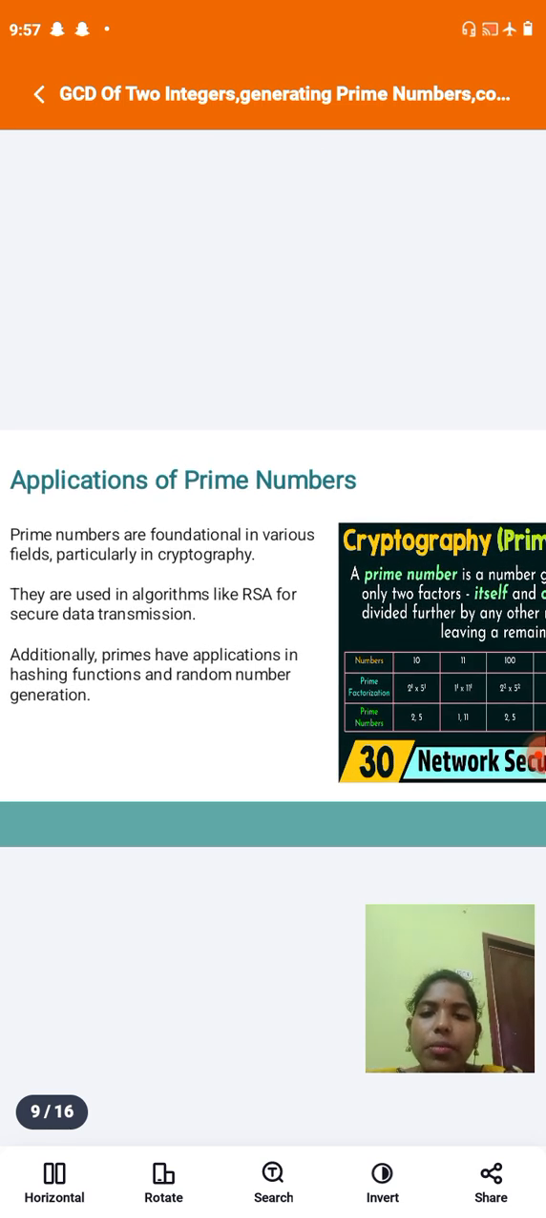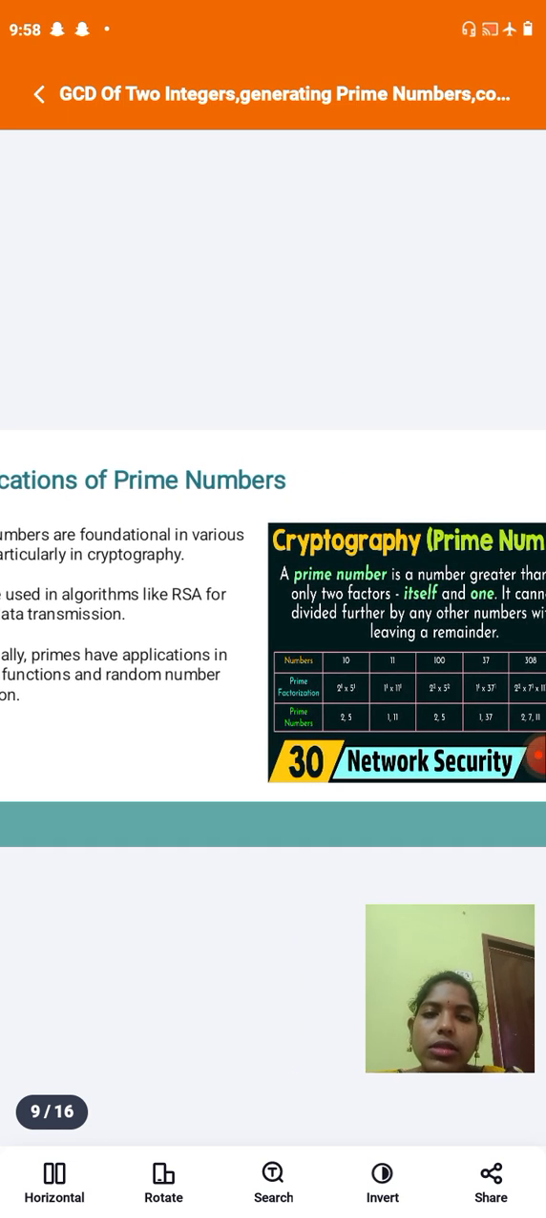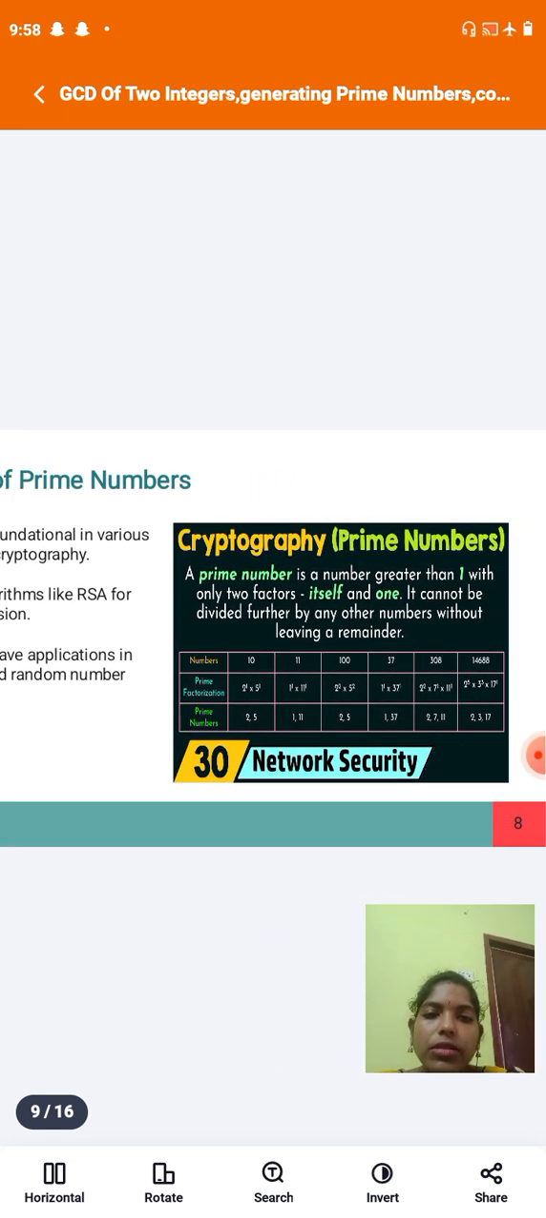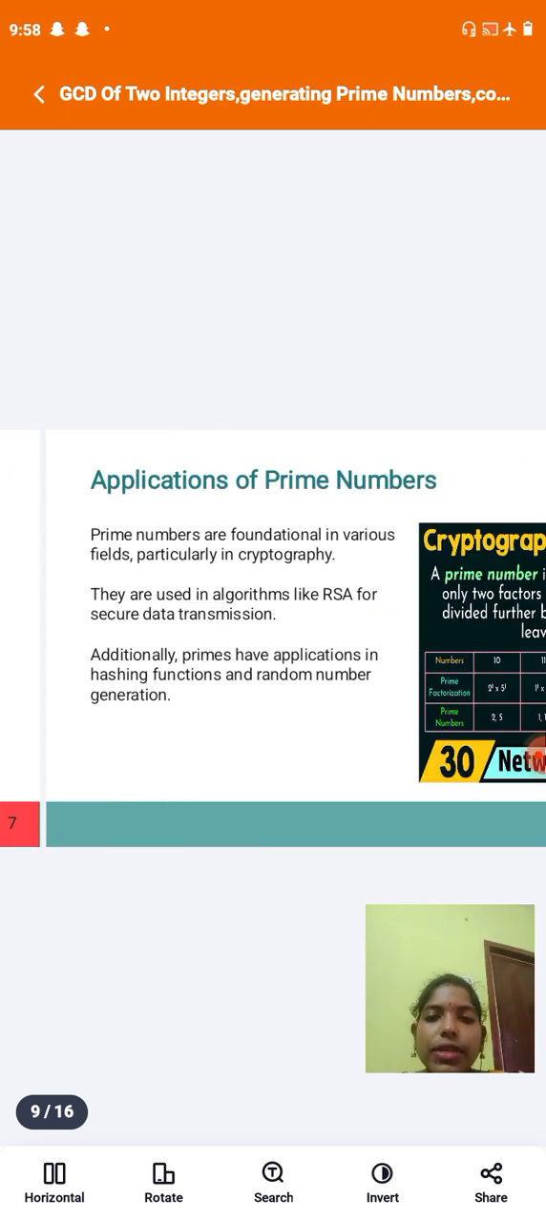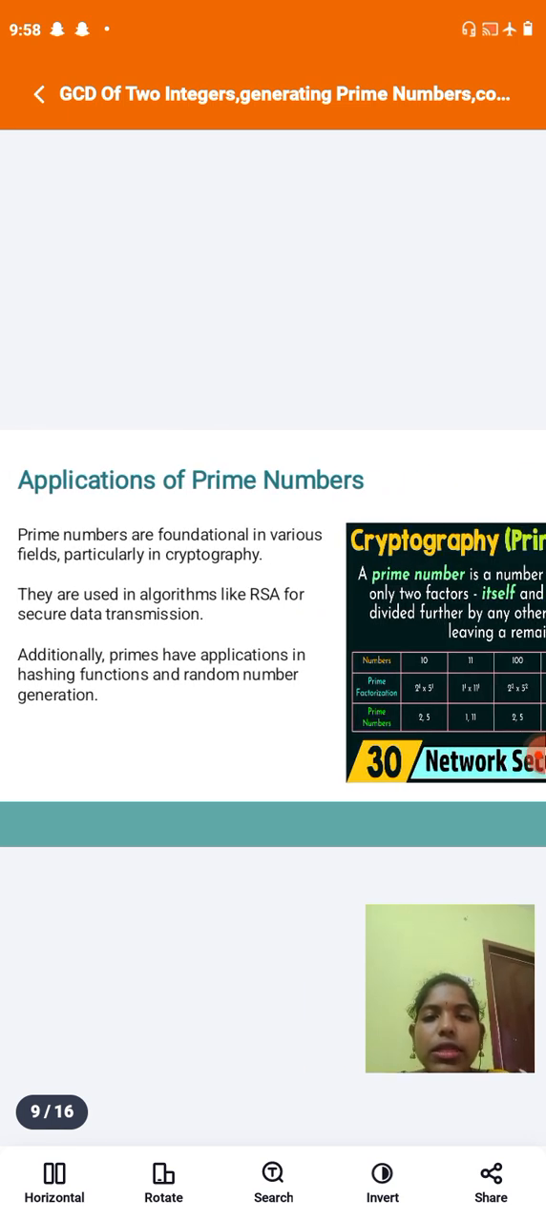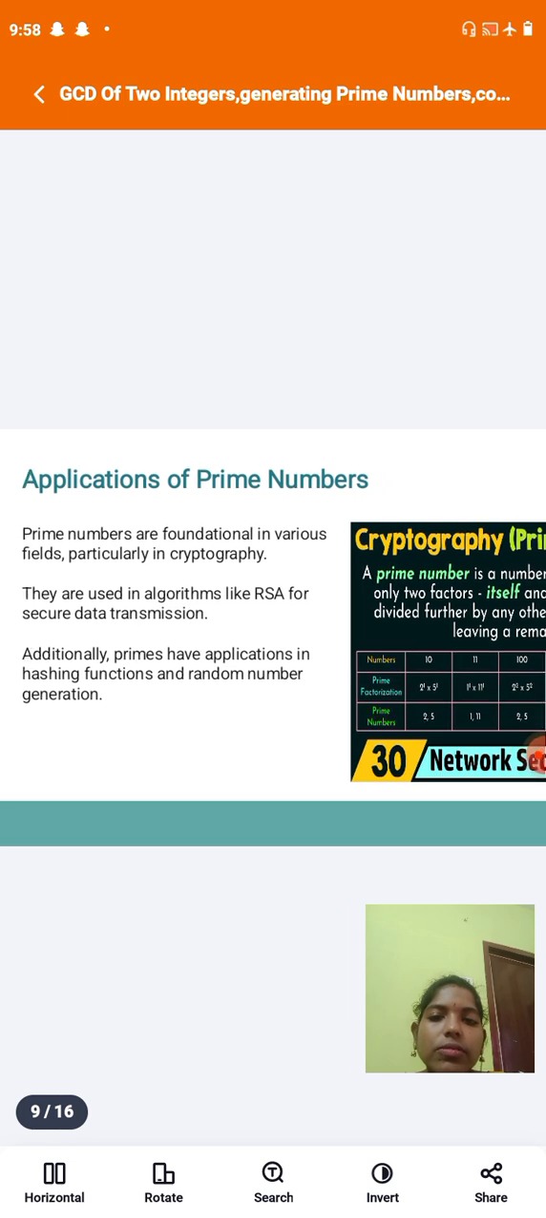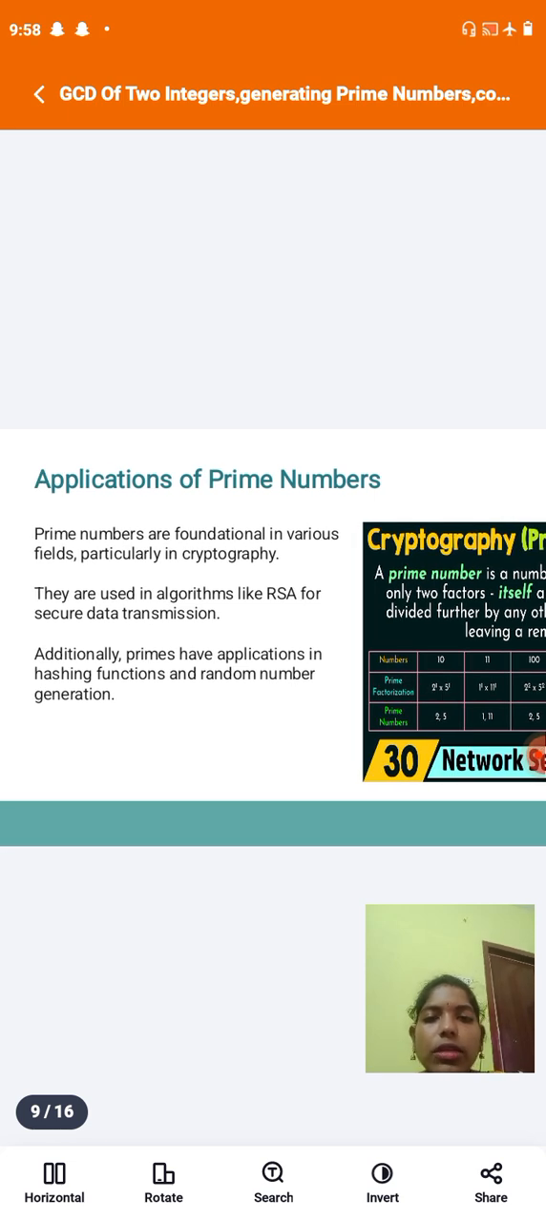Next, applications of prime numbers. Prime numbers are used in cryptography. A prime number has only two factors, itself and one; it can't be divided further by another number without leaving a remainder. Before discussing that, if we take two numbers and one of them gives the remainder 0, the remaining one is the GCD. We find it like this.